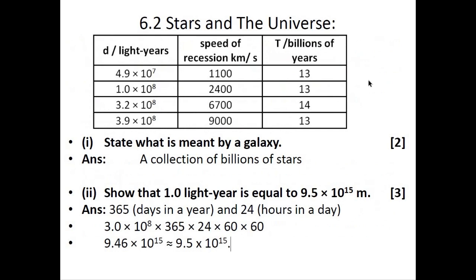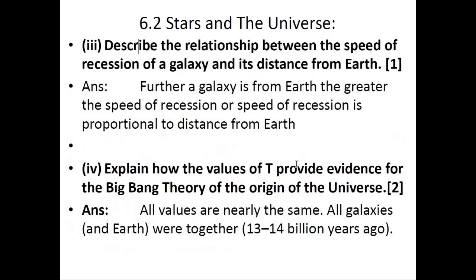When you look at the table, all values of t are literally the same. They are all nearly 13 to 14 billion years. The time taken for all of them is roughly 13 to 14 billion years. So that means all galaxies and the Earth were together 13 to 14 billion years ago.